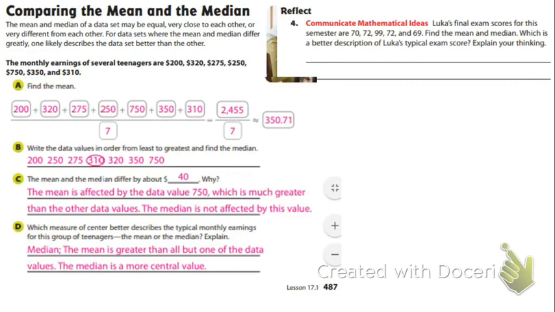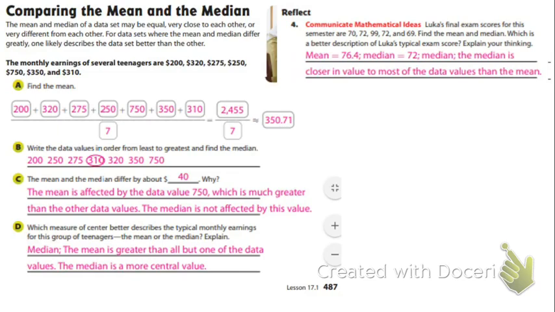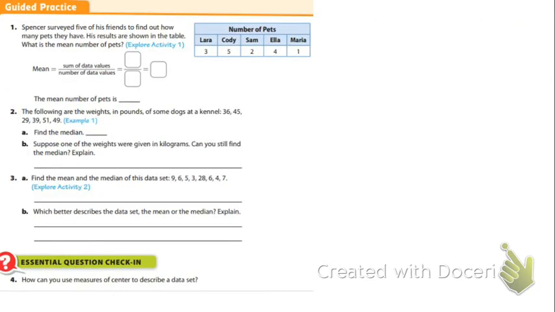Which brings us to our next question. Number 4, Reflect. Communicate mathematical ideas. I want you to go ahead and do these, okay? Sorry, my time's running out because YouTube only gives me a minimum of 15 minutes here. I want you to answer the following guided practice and independent practice in your textbooks.